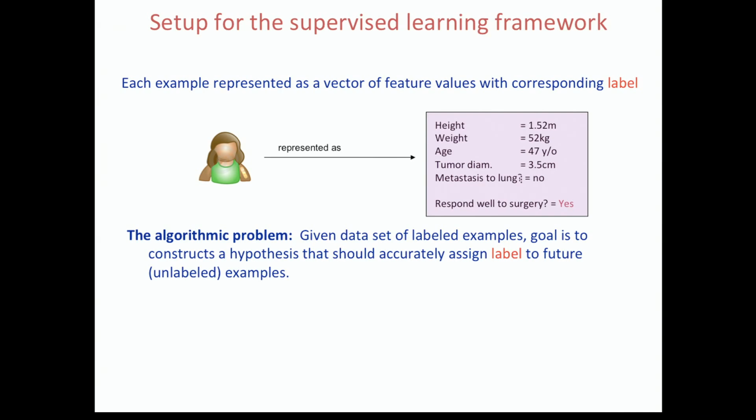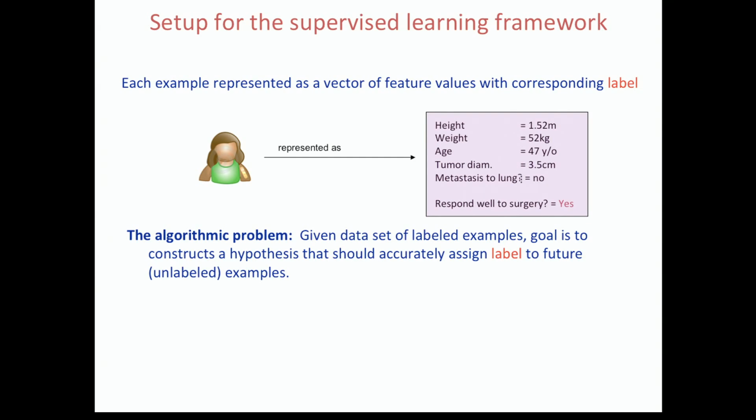We'll always think of X as being a vector, typically a real vector or a Boolean vector if we have categorical data. So maybe an example corresponds to a patient in a database, and we have different coordinates of the vector describing that patient, the height, the weight, and so forth. And the label would be something like whether or not this patient responded well, maybe, to a particular treatment.